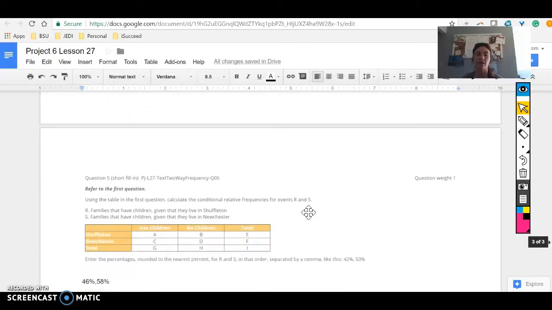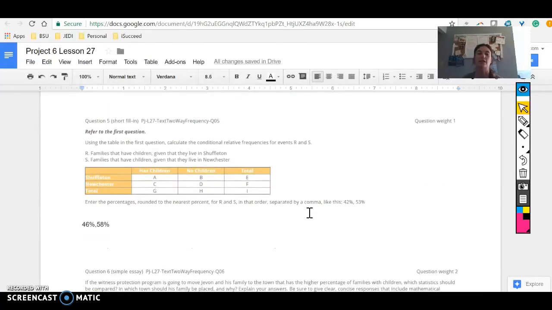So that's why the conditional relative frequencies for number 5 is the one that we want to look at.